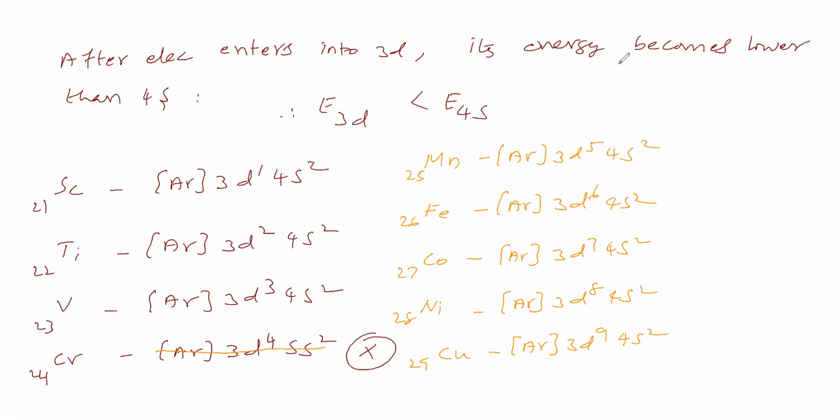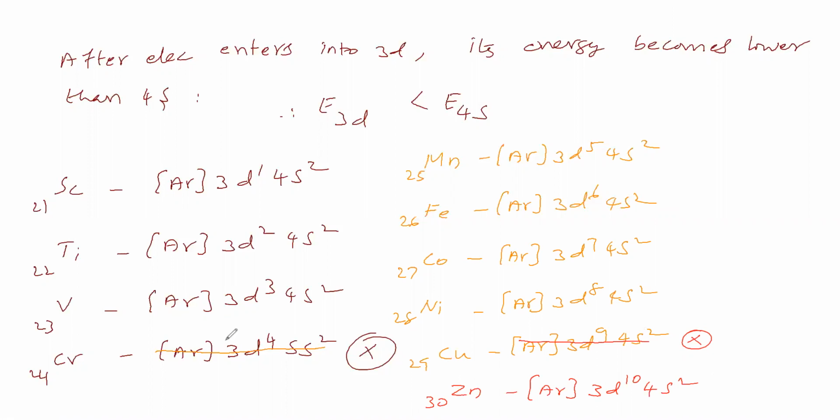In the electronic configuration of copper, a correction is there. This correction we will see later. Then we will take zinc, atomic number 30. Electronic configuration is argon 3d10 4s2. Okay, so like this we will write electronic configuration.